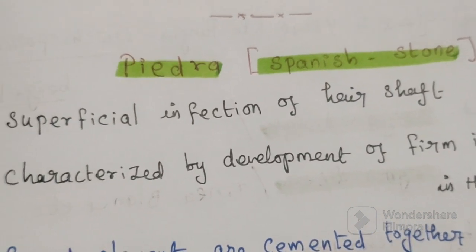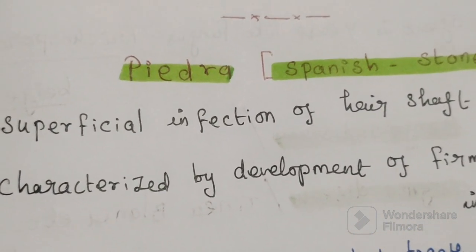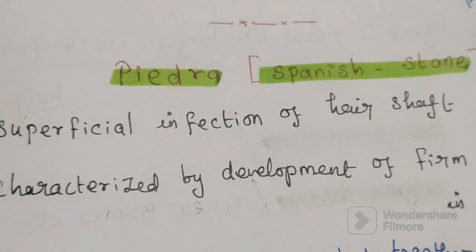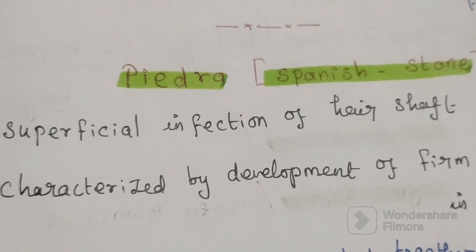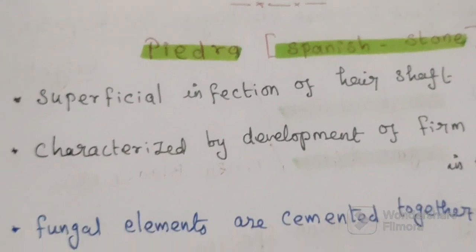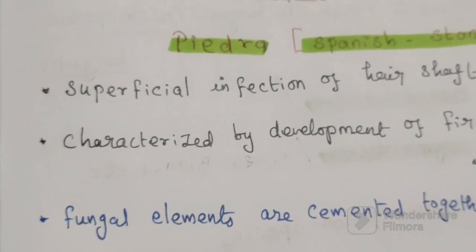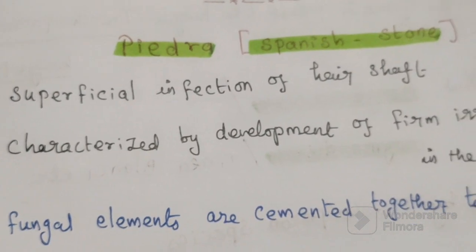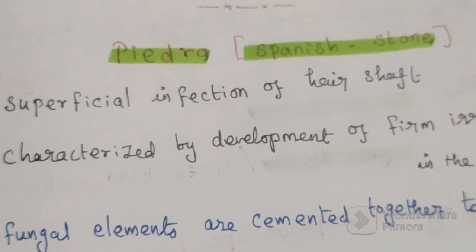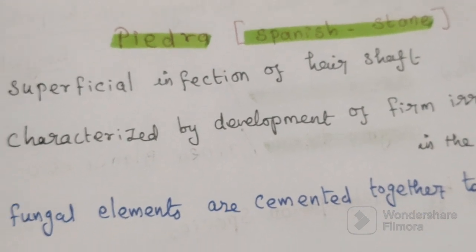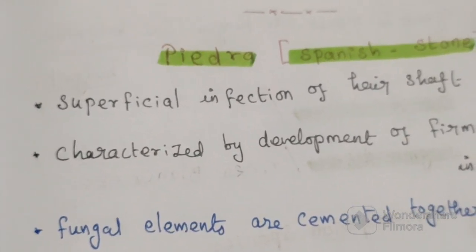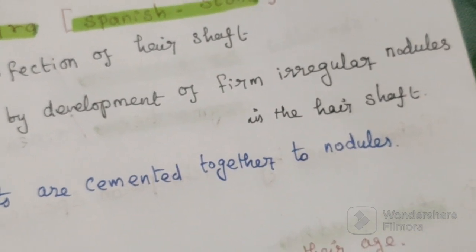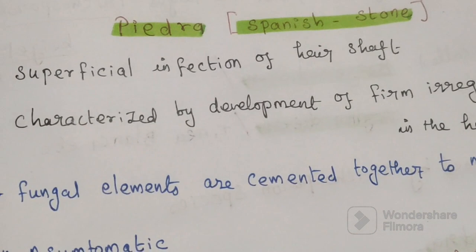In this video, we'll discuss Piedra. It is a Spanish term meaning stone, because the nodules are hard. It is a superficial mycosis, a superficial infection of the hair shaft, characterized by the development of irregular nodules in the hair shaft.